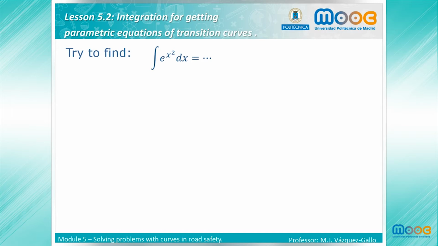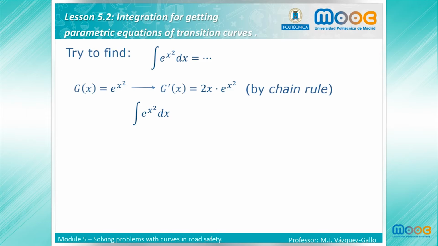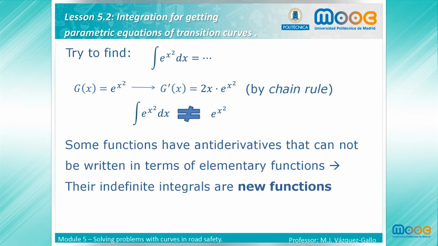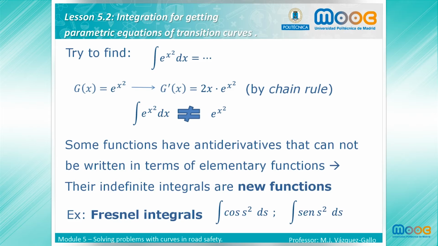In fact, for some functions, such as the exponential of x squared, there is no way to express its integral as a known function, that is, as a combination of elementary functions such as polynomials, trigonometrical, exponential, etc. These integrals constitute new functions in themselves. For example, the integrals of sine and cosine of a variable squared are the so-called Fresnel integrals, as we will show in action later in this module.